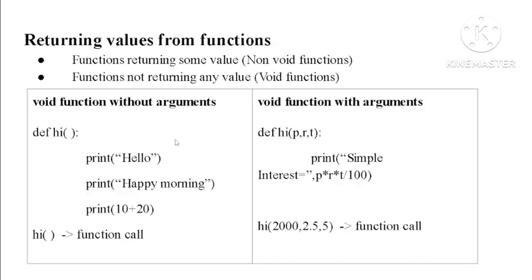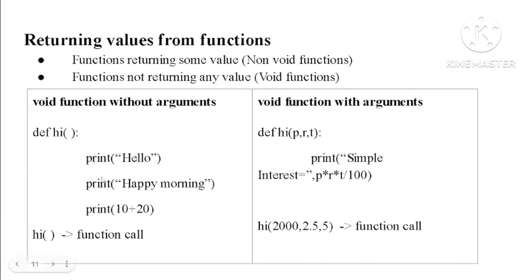Next, about returning values. I gave you two examples of functions. One function returned a value and one function simply printed a value. There was no return statement at all. It is possible to write a function with or without return statements. The functions returning some value are called non-void functions. What is void? Empty. Something where there is nothing, which means nothing. So if it is returning something, it is not empty, so it is called non-void. But functions which do not return anything, which are empty, are called void functions.